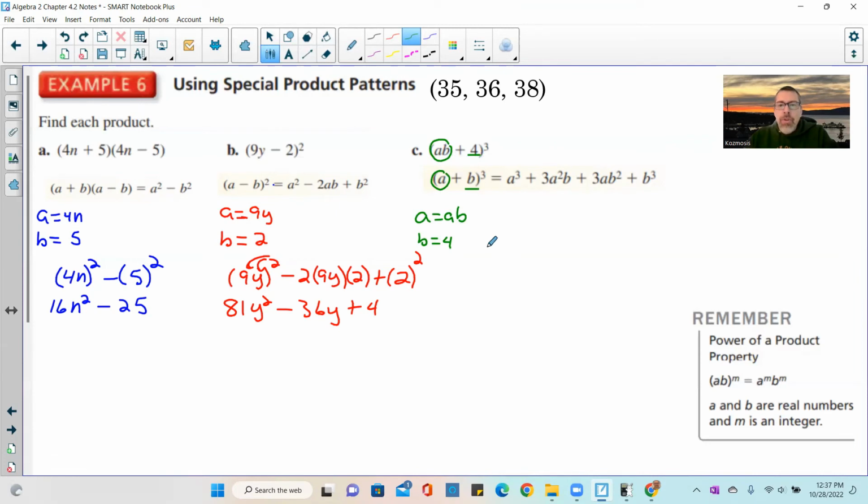4. So that is going to be a cubed, which is a times b to the third power, plus 3a squared, and my a is ab squared, times b, which is 4, plus 3a b squared, so it's 3, and it's a, which is ab, don't get confused here. And so that's 3ab. This ab right here is just the a, and my b is 4, that's 4 squared. And then finally plus b, which is 4 cubed.